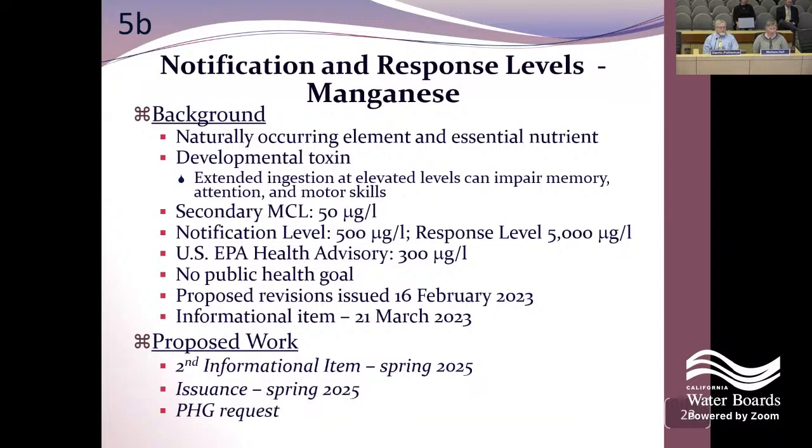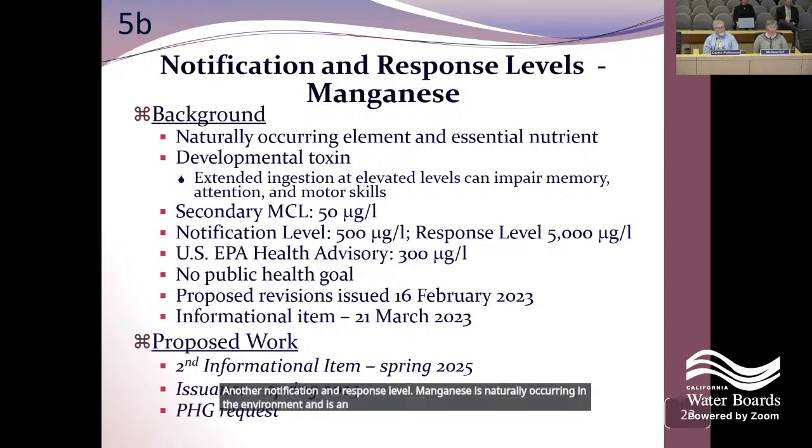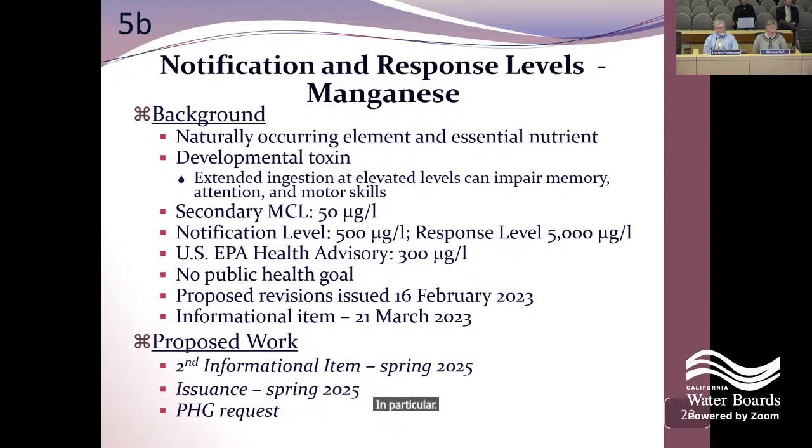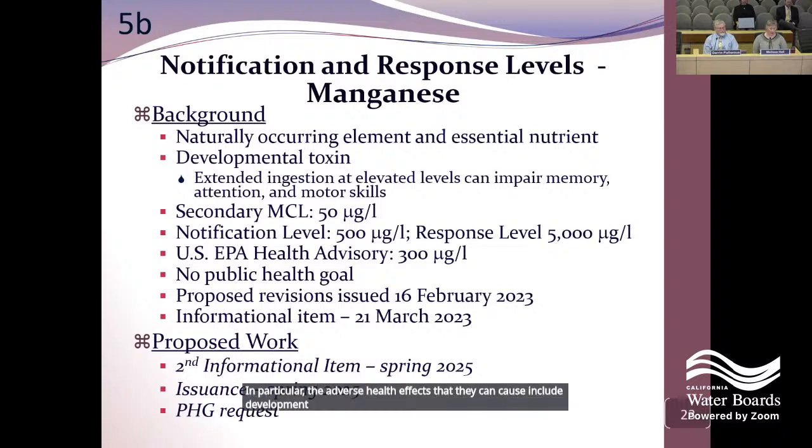Another notification and response level: manganese is naturally occurring in the environment and is an essential nutrient. Elevated levels, however, in delivered drinking water may cause adverse health consequences. Elevated levels in drinking water may be episodic in response to distribution system maintenance. In particular, the adverse health effects that they can cause include developmental toxicity with extended ingestion at elevated levels, causing impairment to memory, attention, and motor skills.